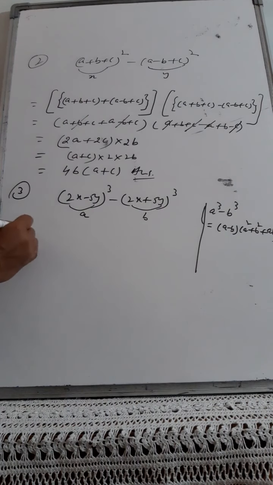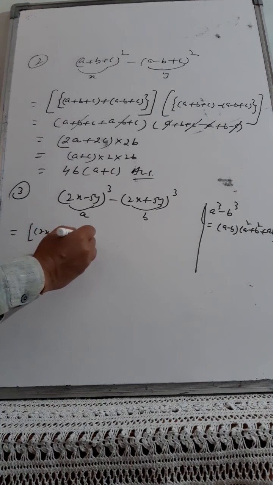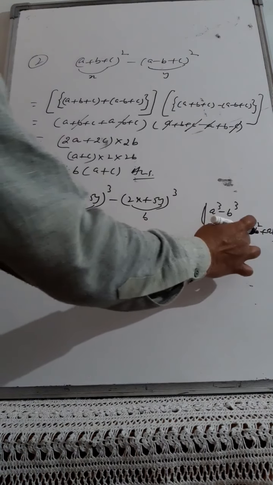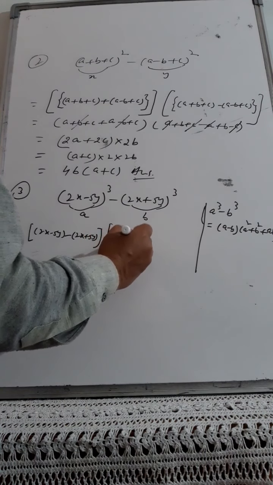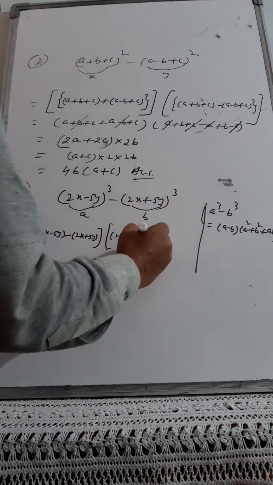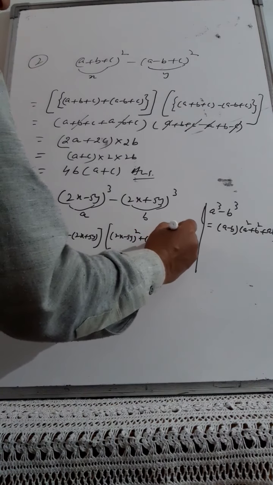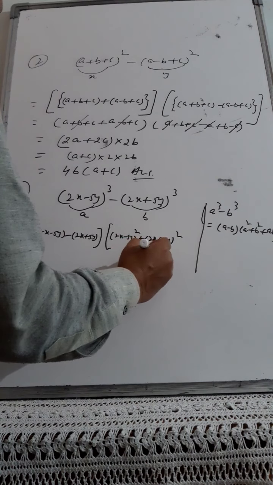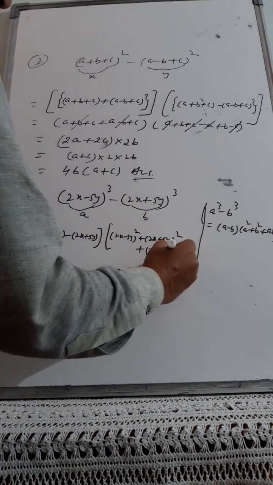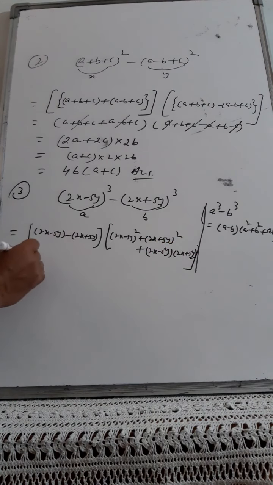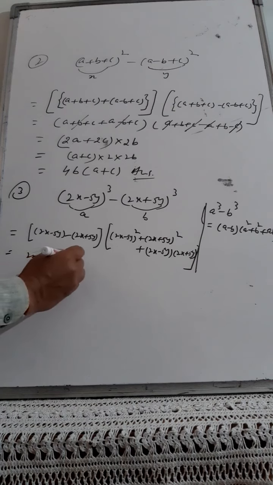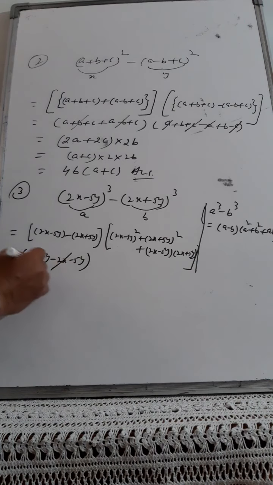Simply I will be putting here in this. So a minus b means (2x minus 5y) minus (2x plus 5y), that is a minus b. Now into a square. A square means (2x minus 5y) square, plus b square means (2x plus 5y) whole square, plus ab means (2x minus 5y) into (2x plus 5y), and close the bracket. Now you can solve it. 2x minus 5y minus 2x minus 5y. So you can cancel it up.